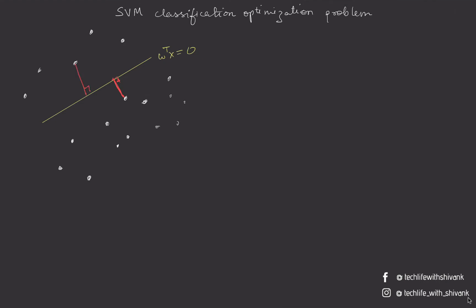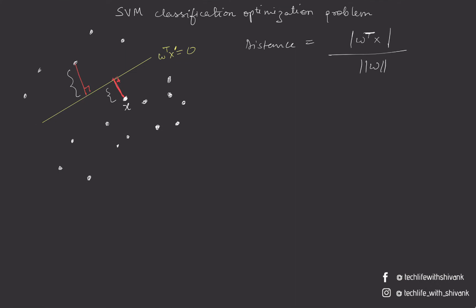So for any given point x here, let's say the equation of the hyperplane is W transpose X bar is equal to 0, and the distance of any general point x from this hyperplane is given by the absolute value of W transpose X, because W transpose X can be negative as well, but distance cannot be negative, divided by the magnitude of W.